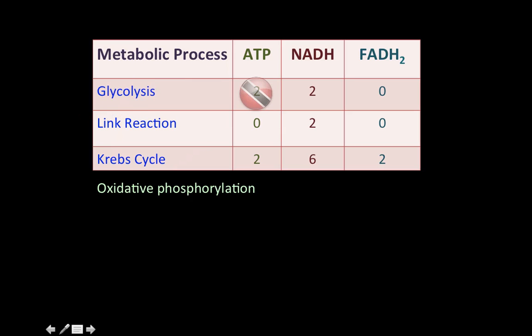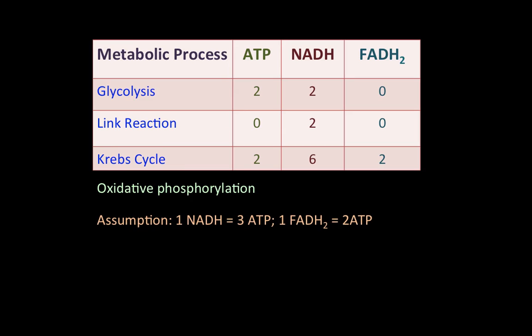Let's summarize what we have covered so far. For glycolysis, we have a net gain of 2 ATP, and 2 NADH. No FADH2. For the link reaction, we are only getting 2 NADH. For the Krebs cycle, 2 ATP, 6 NADH, 2 FADH2. So now we're down to the 4th metabolic process, which is oxidative phosphorylation.